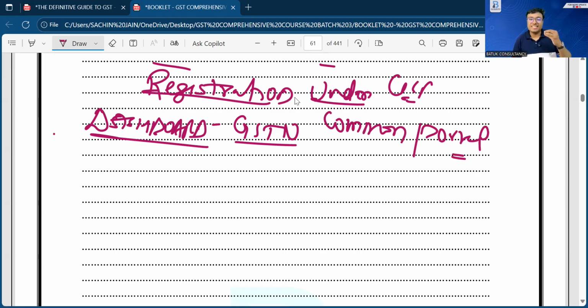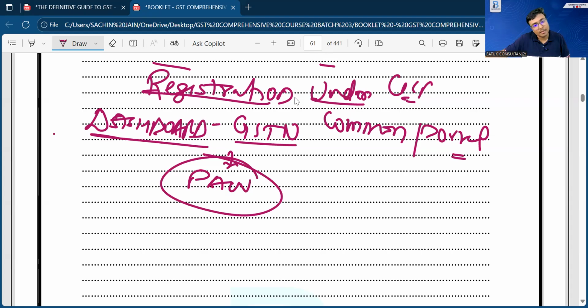We have one GSTN common portal. Okay, so sir, as we all know, this GST number is PAN based. This GST registration is PAN based. That means when you are applying for the GST registration, you have to provide the data of your PAN number. And based on your PAN number, your GSTN will be allotted.